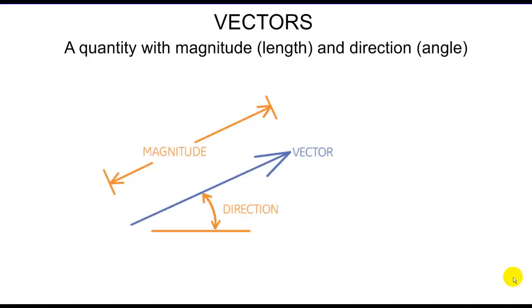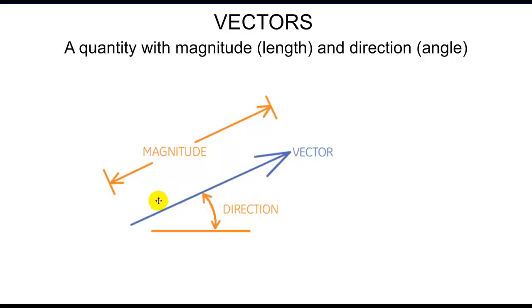Today we're going to start a discussion about vectors, and really we've already done some of the groundwork regarding vectors in that there's a similarity between vectors and polar coordinates. So let's start with a definition. A vector is basically a quantity with magnitude, and that's a fancy name for length, and direction, which is a fancy name for an angle.